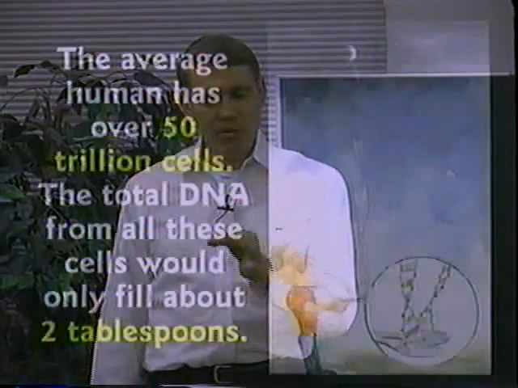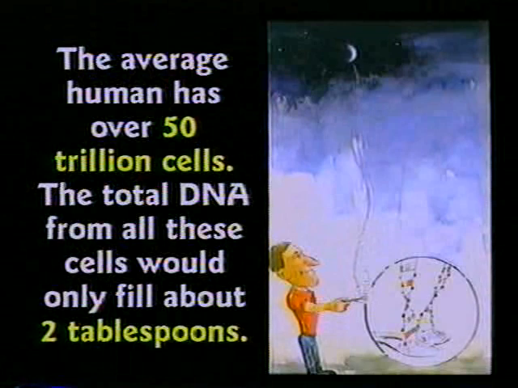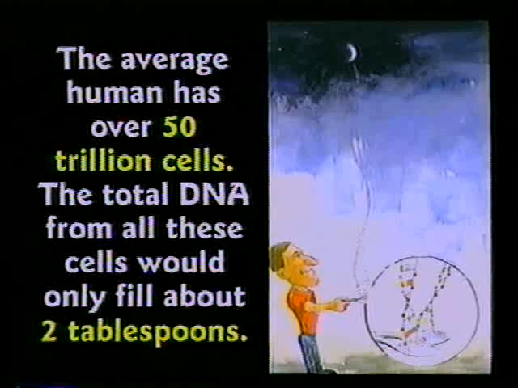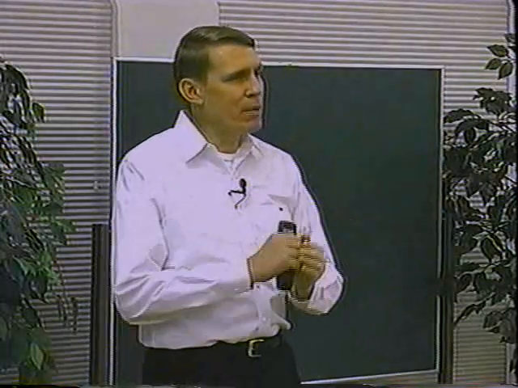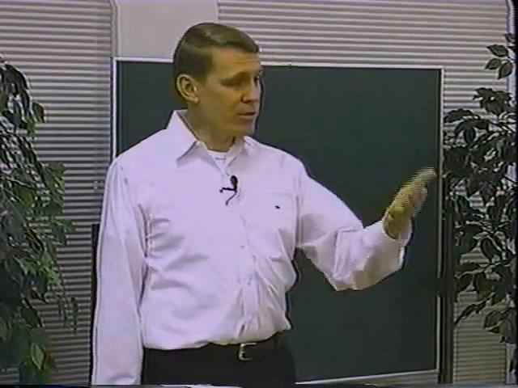If you took all the DNA out of one person, it would fill about 2 tablespoons. Teaspoons are the small ones, tablespoons are the big ones. It would fill 2 tablespoons with just pure DNA. If you took one chromosome from every individual on the planet, and each chromosome contains the blueprint, the instructions for how to build the entire person. So if you had one chromosome from each person on the planet, theoretically you could make every person again.